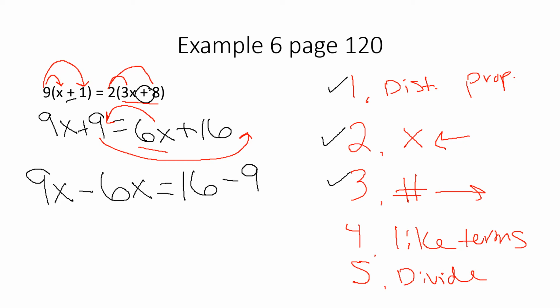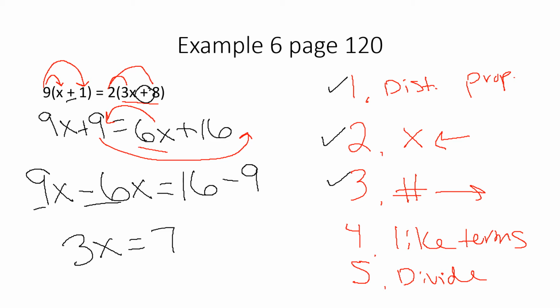Step 4, we're going to add our like terms. On the left side, we have 9x minus 6x. Watch your negatives there. This is 9 minus 6, which is simply 3. 16 minus 9 is, okay, sorry, someone was talking to me. 7.